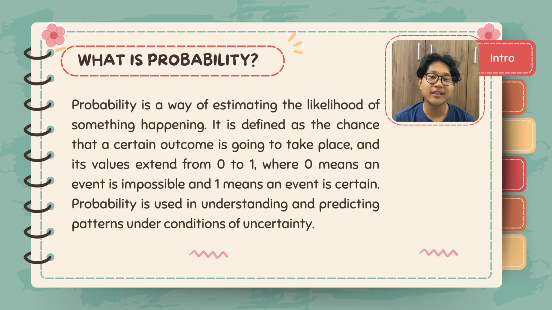Okay, first of all, let's start with what is a probability. Probability is a way of estimating the likelihood of something happening. It is defined as the chance that a certain outcome is going to take place, and its values extend from 0 to 1, where 0 means an event is impossible and 1 means an event is certain.